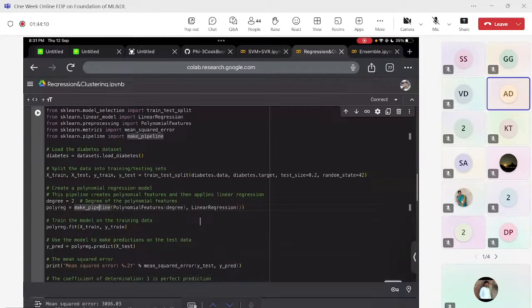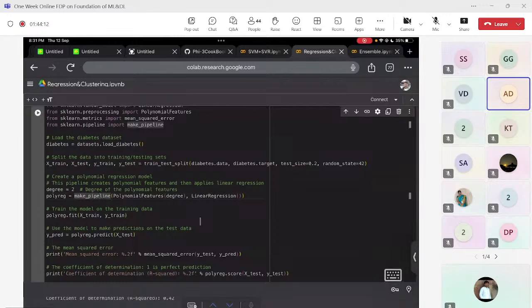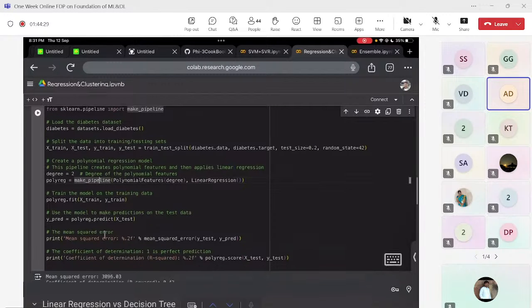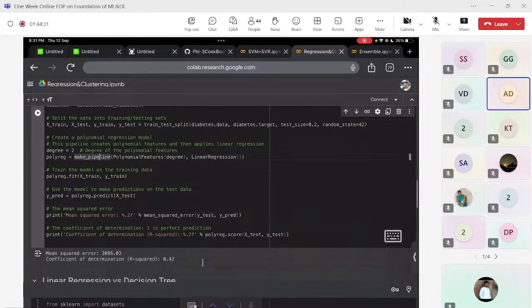Polynomial regression doesn't necessarily have to mean that you'll have w1 square, w2 square. It means that your features are transformed into a space which is non-linear in nature, like x1 square and x2 square. Then the other processes remain the same: dot fit, dot predict, you calculate your mean squared error and also your R2.